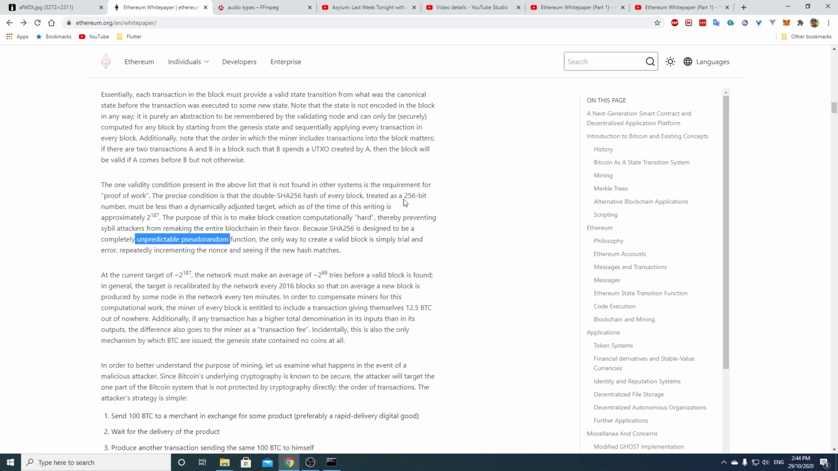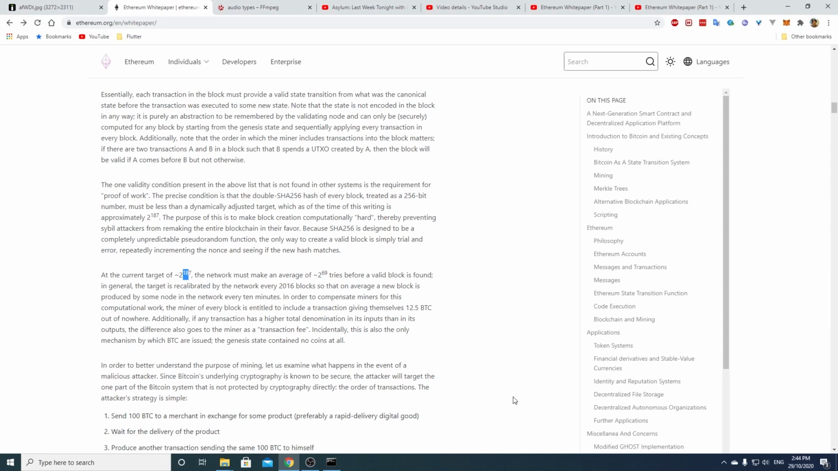So the 69 comes from 256 minus 187. Before a valid block is found, in general, the target is recalibrated by the network every 2016 blocks, so that on average, a new block is produced by some node in the network every 10 minutes. Okay, that's what we were actually saying earlier. So I guess that's what it's talking about.